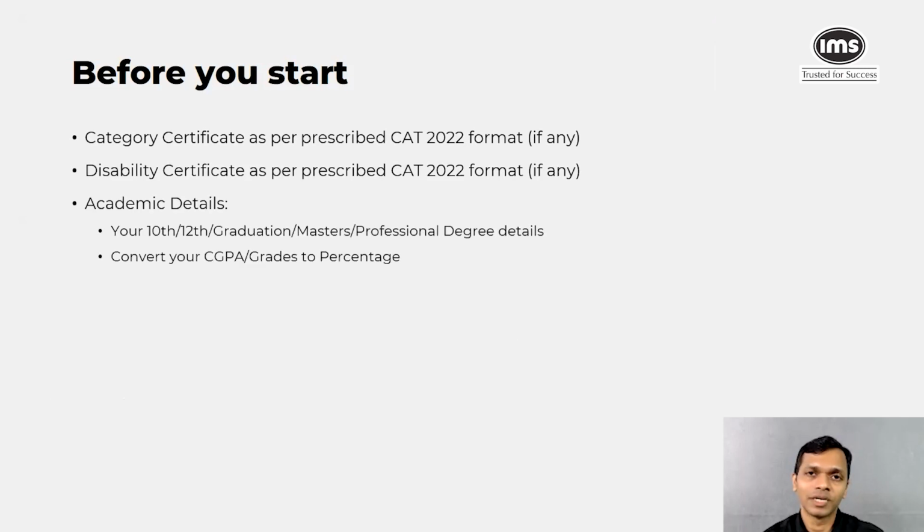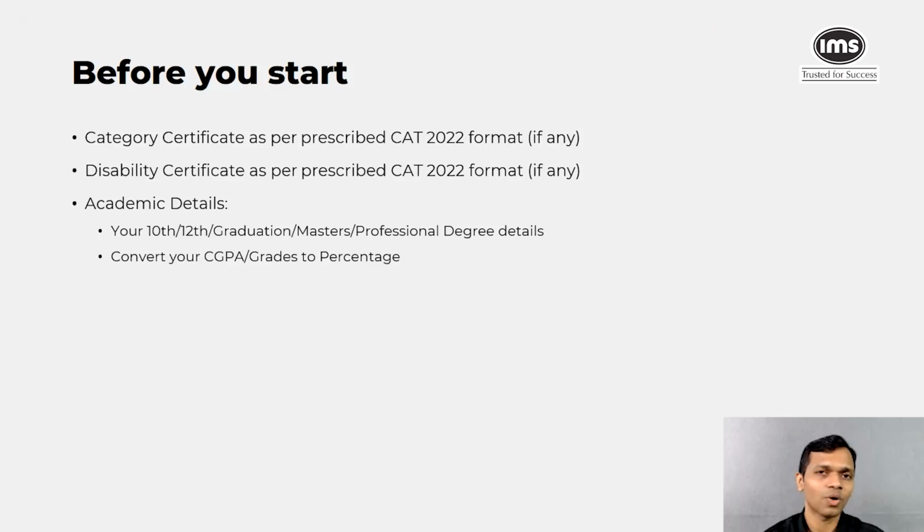The next is your academic details. Make sure that you have your 10th, 12th, graduation, post-graduation, if that is applicable, and your professional degree details. So gather all the mark sheets that you have at one place and then only start filling the form. Also, you'll have to convert your CGPA to percentage. And as we fill the actual form, you will get to know what are the intricacies of it.